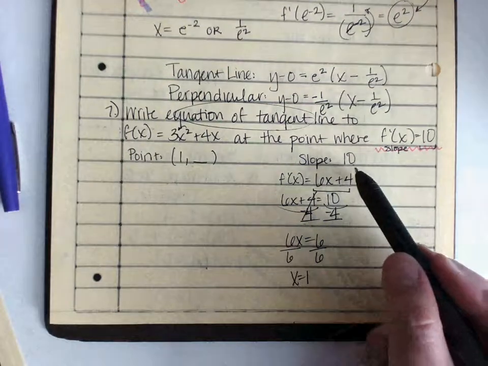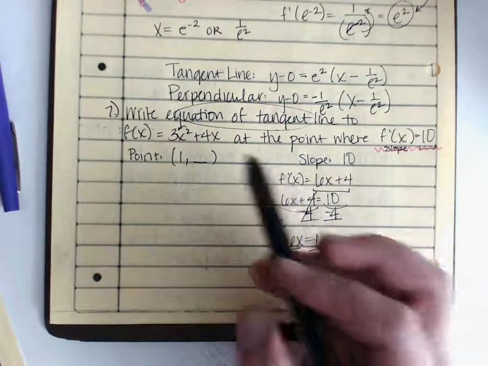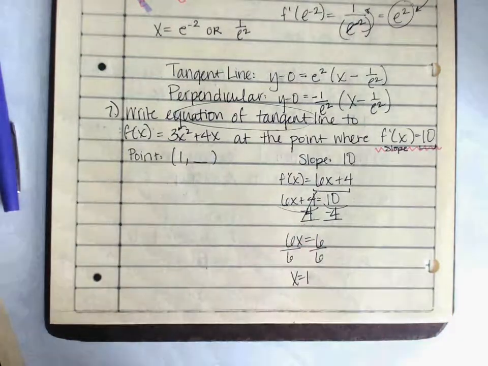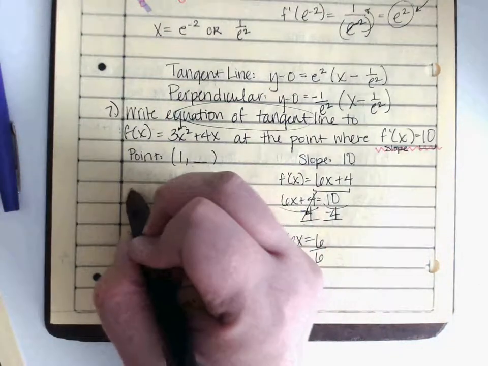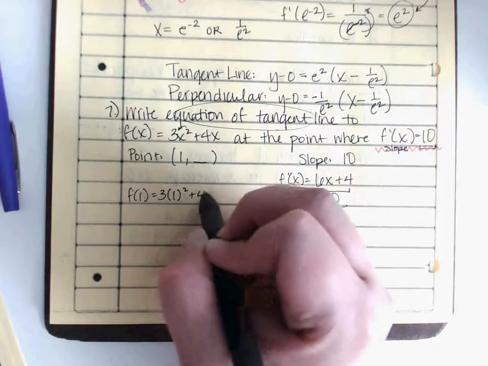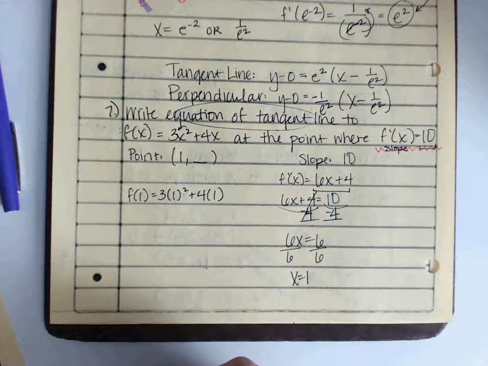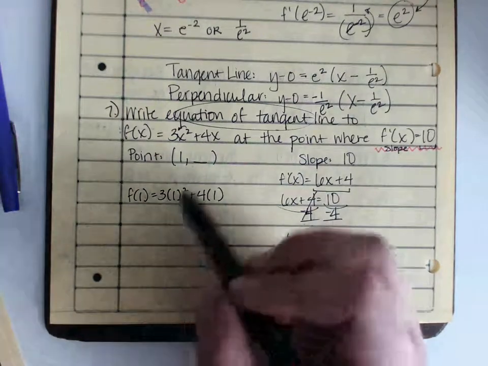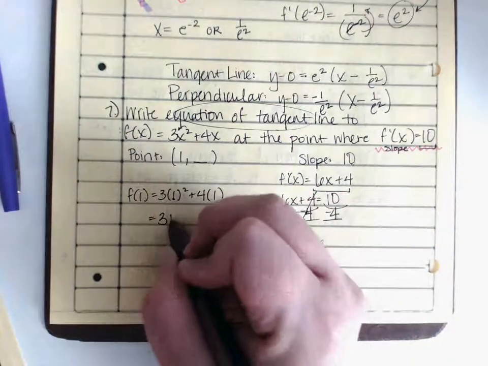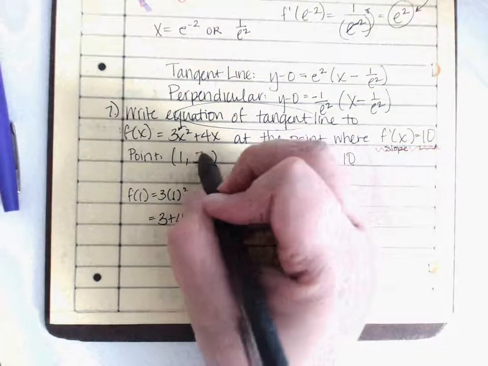I already have the slope is 10, so the only thing I still need is my y value. Remember, to find a y value, you take your x and plug it in. So I would be finding f of 1, which is 3 times 1 squared plus 4 times 1. 1 squared is 1, times 3 is 3. 4 times 1 is 4. 3 plus 4 is 7.